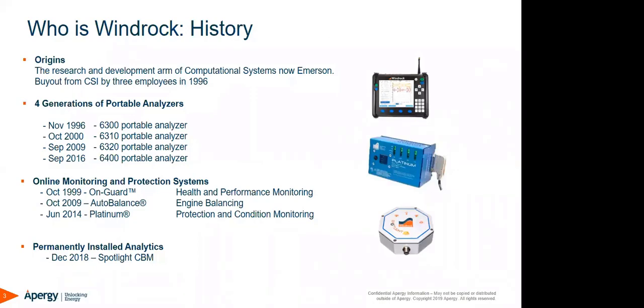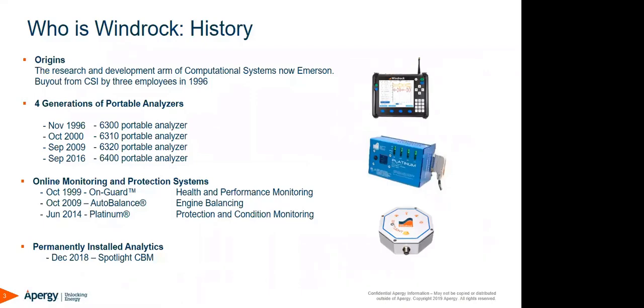So a little bit of the Windrock history. Windrock started off as part of CSI, which is now owned by Emerson. In 1996, a few of the employees bought out that portion of the company and started Windrock. We're up to the 4th generation of the portable analyzer. There's 6300, 6310, 6320, most recently, as of 2016, the 6400 portable analyzer. You can see it, portable analyzer's the top product there on the right-hand side.